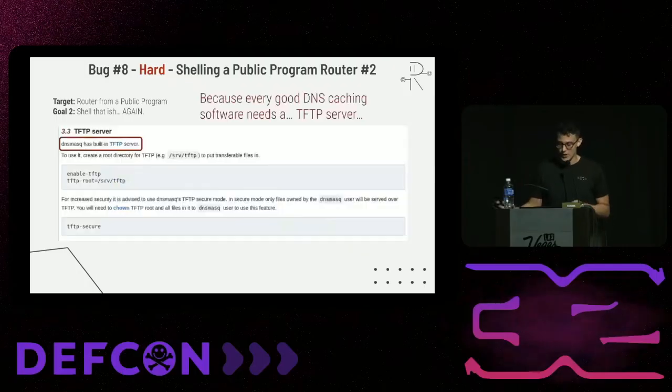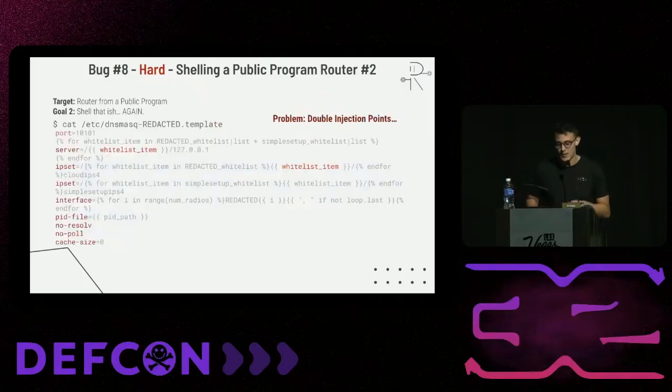However, what every good DNS caching software needs is a built-in TFTP server. Essentially, that can be turned on via a DNSMasq configuration, and you will just be able to have TFTP on the whole file system, and we were able to grab another file that can have a lot of impact. The problem is that we had double injection points this time around in the template.